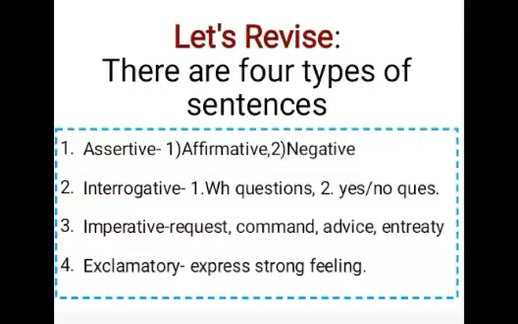Sentences that express request, command, advice, entreaty are called imperative sentences. Exclamatory sentences express strong feeling of joy, sorrow, etc. Assertive, interrogative, and imperative sentences can be both affirmative and negative. Exclamatory sentences are always affirmative sentences.